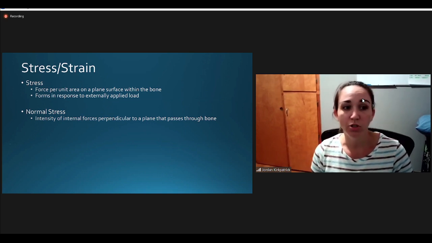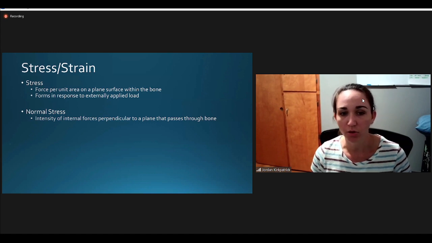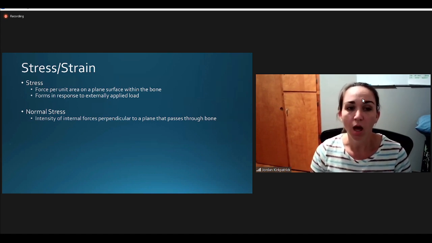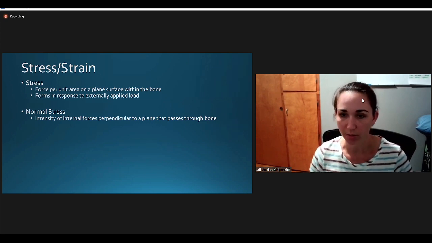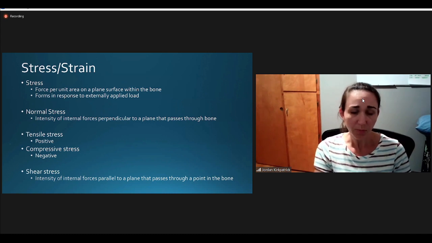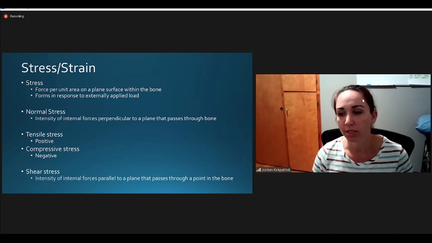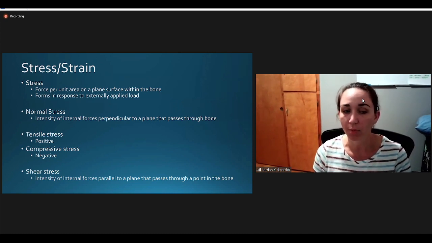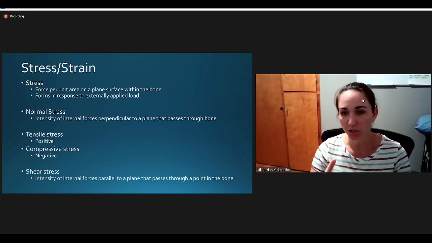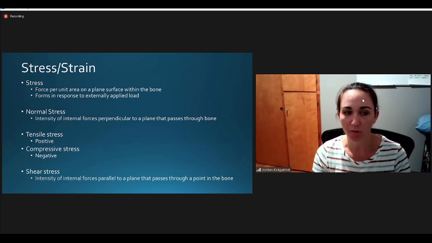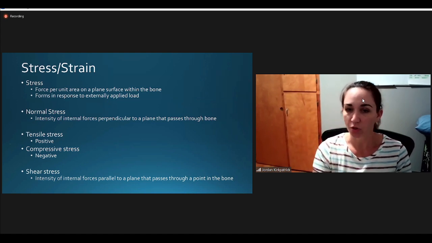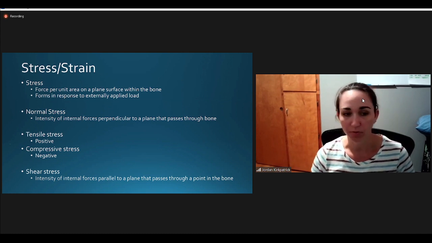And so normal stress is the intensity of the internal forces perpendicular to the plane that passes through the bone, which is basically walking on the ground, and then your tendons and ligaments trying to keep you stable as you're walking around. In general, they consider tensile stress to be positive and compressive stress to be negative. And then shear stress goes in multiple planes around the limb. And we'll talk about that as far as these forces and how they create certain types of fractures.